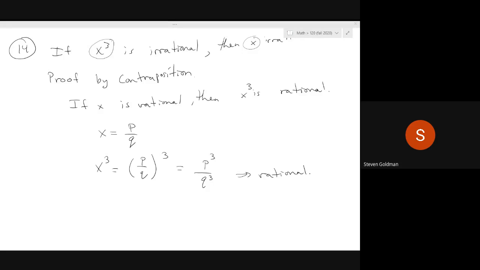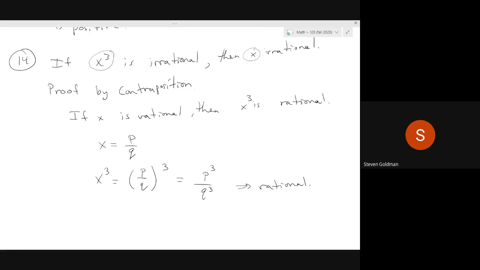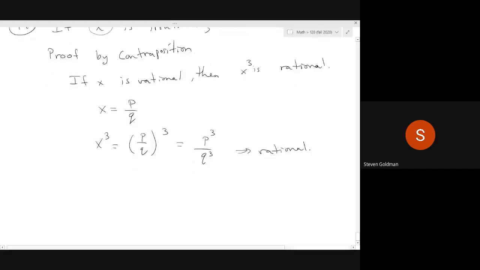I'm not sure that we're going to have time for me to show that. Maybe at a later time, if you like, I can show you that. It's a very similar idea. You just have to prove that the negation is true. So the negation would be P and not Q: x cubed is irrational and x is rational. So you show that that leads to a contradiction. Well, if x is rational, then x cubed has to be rational, and that contradicts the statement that x cubed is irrational, right? That would be the idea.